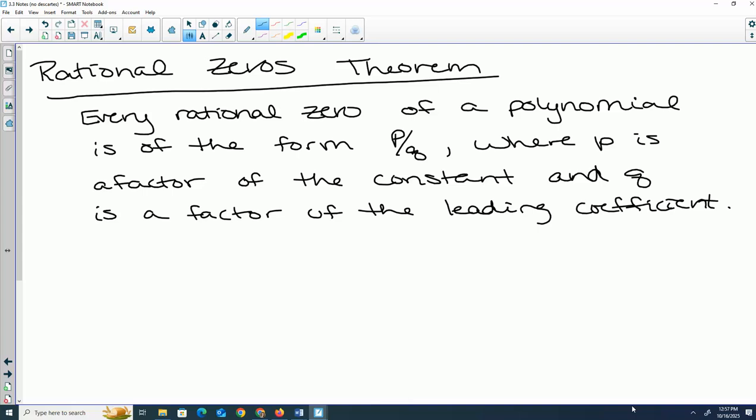This doesn't tell me every 0, it tells me the rational ones. So things that can be written as a fraction. It doesn't give me imaginary zeros, it doesn't give me things with radicals. It gives me the nice ones. And it tells me how those zeros have to look. It'll have to be something that divides the constant over something that divides the leading coefficient. And that has to do with what happens when you multiply things out.